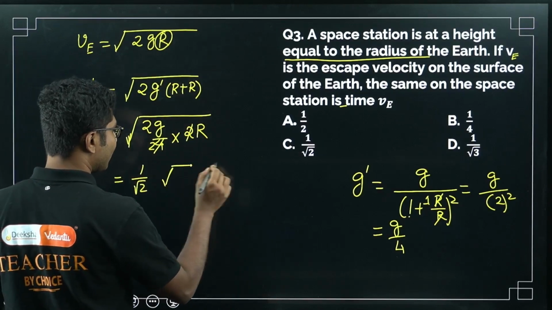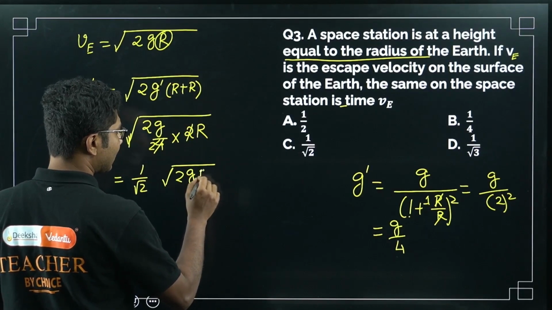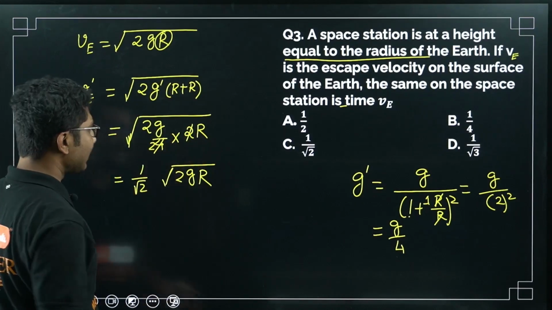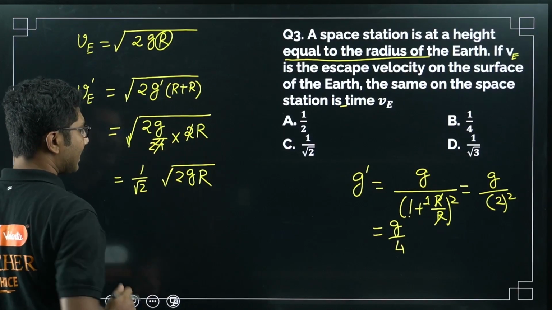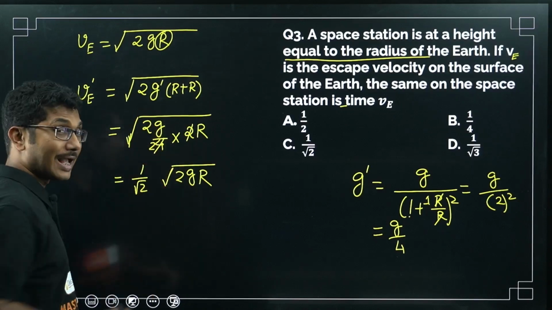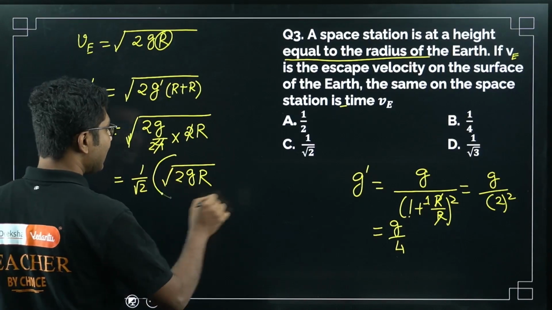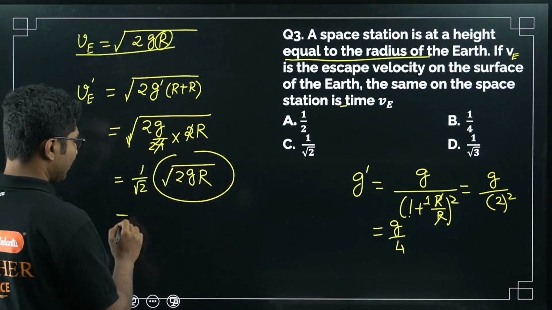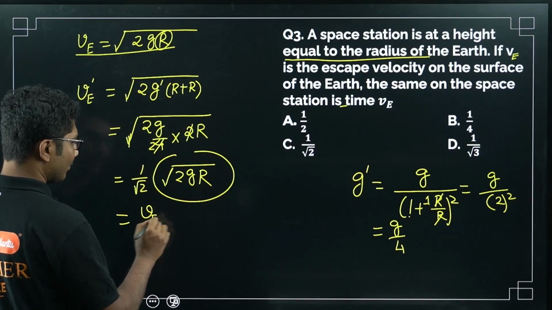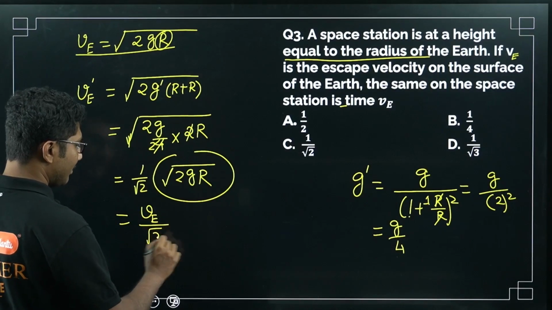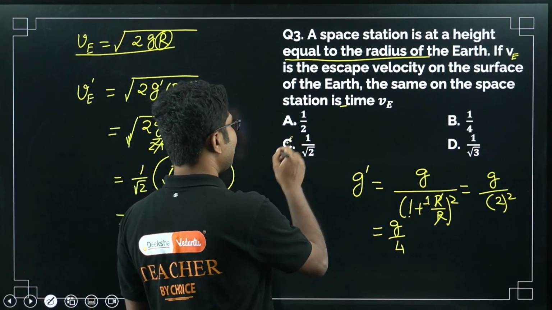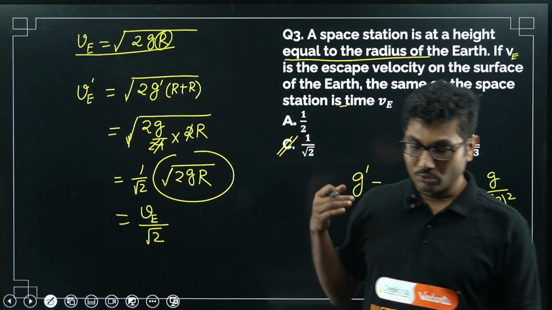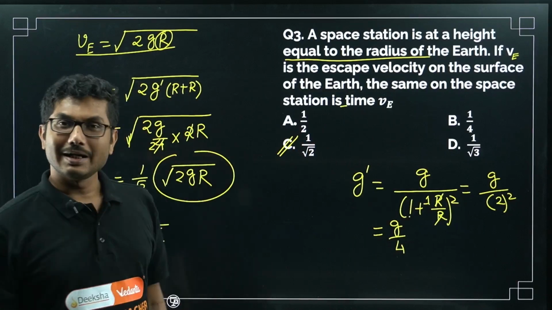So now whatever is left, we have 2gr. This 4 is already cancelled, this 2 is already cancelled, and whatever left over 2 is taken care of. Now you should have said, sir, why didn't you cancel? You will realize that this root 2gr is nothing but escape velocity on the earth. So that's why I have not cancelled that extra 2. So you will get VE by root 2. So it will be 1 by root 2 times the escape speed on the surface of the earth. So as you are moving away from the earth, the escape speed decreases, obviously, right?